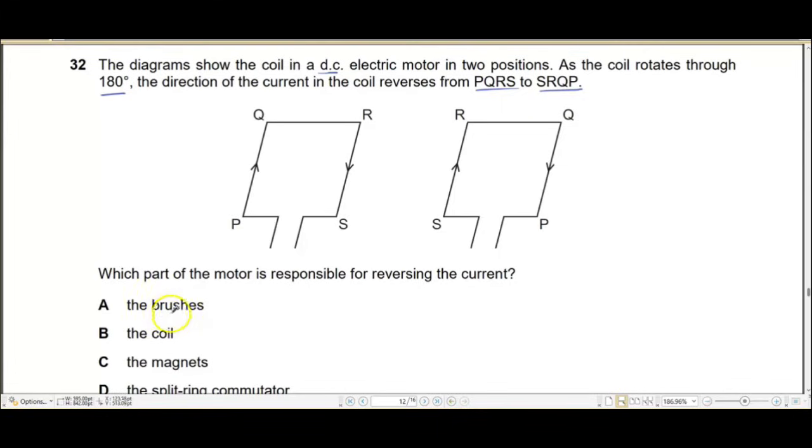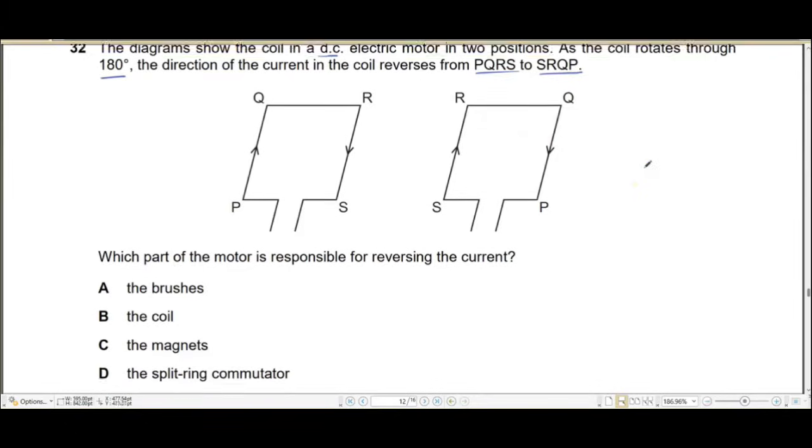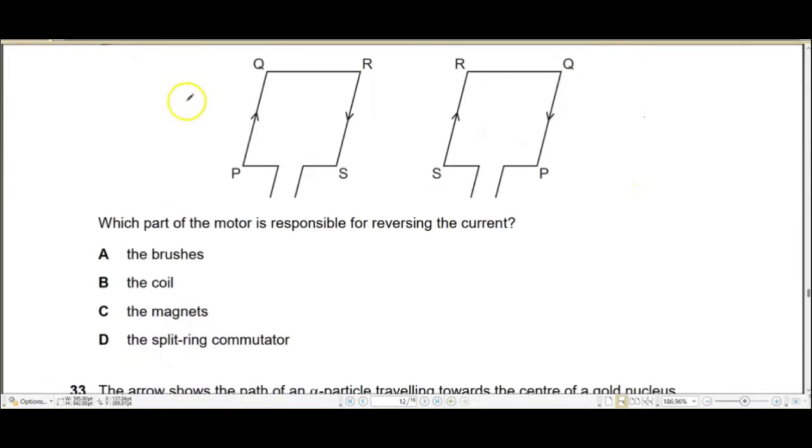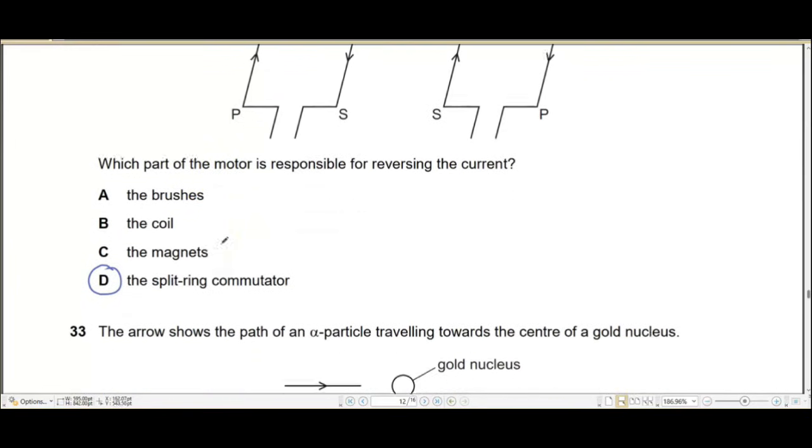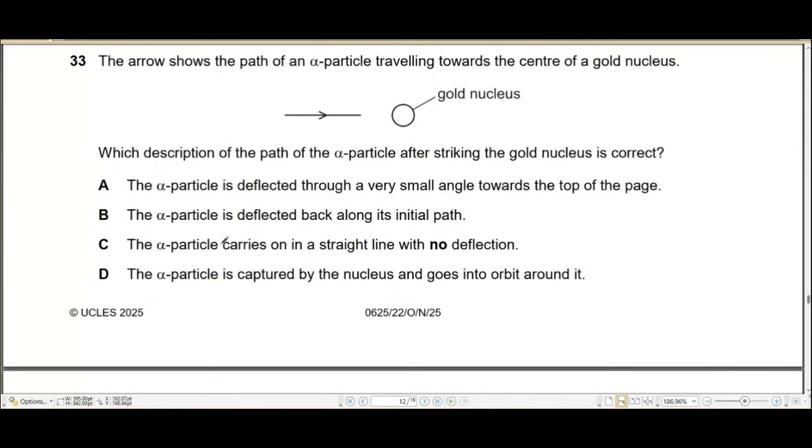For the reversal of the current, I just told you in the previous question that in an AC generator there are slip rings, and for DC motors the same or similar work is being done by the split ring commutators. So D is our correct option. I have never seen a question related to AC generator and DC motor just one after the other asking about these things. Question number 33.